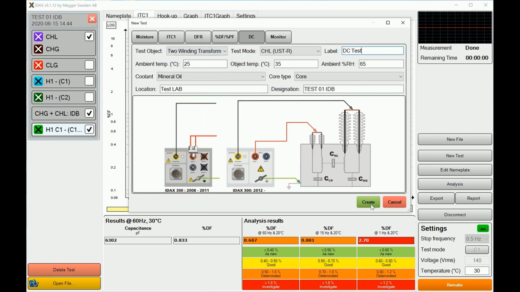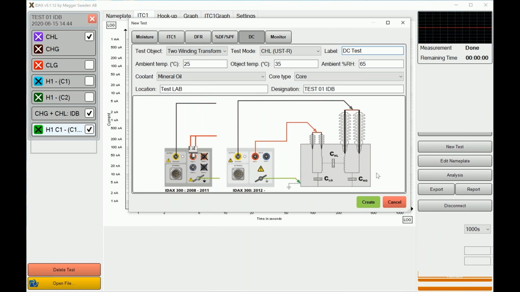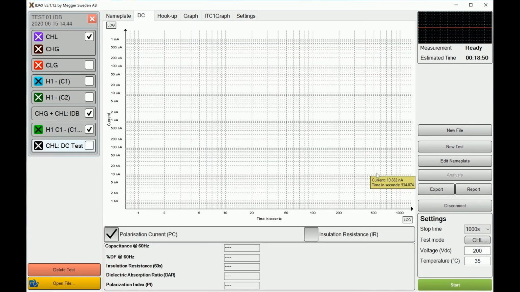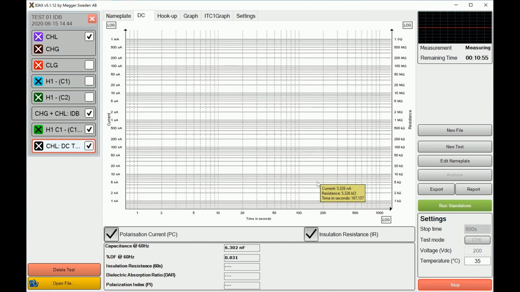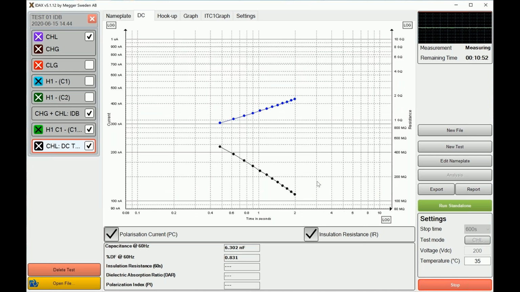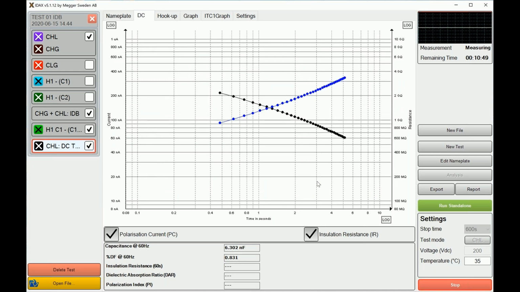You can see here that we can also do a DC test. When we look into the DC performance, we can look into the polarization current and insulation resistance. If we want to do a polarization index test, then we're looking into 600 seconds, which corresponds to 10 minutes. With the same unit, we are doing moisture analysis, power factor testing, ITC temperature correction, and we're looking into the DC response as well. So we're looking into frequency domain as well as time domain.